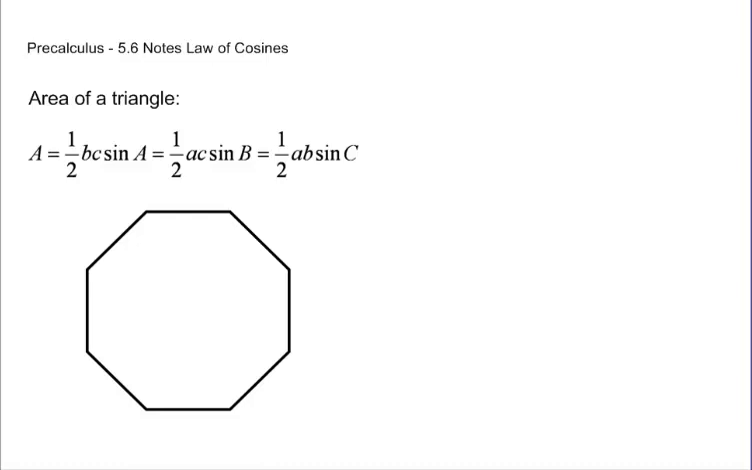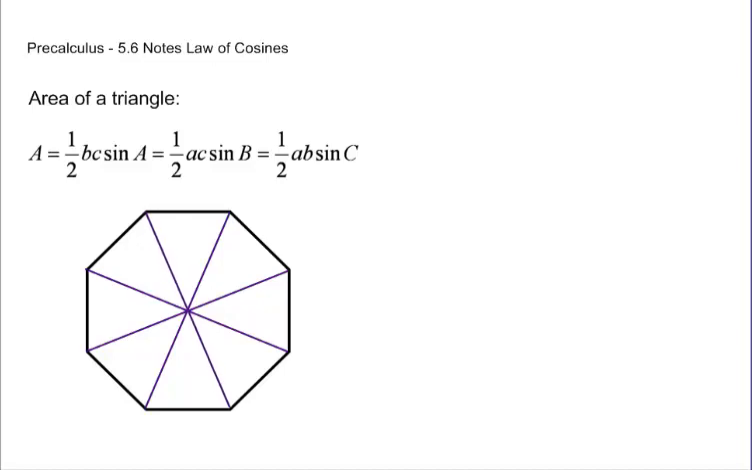So the area of the regular octagon, if you look and you connect all your different vertices and angles, you're going to notice that we get some isosceles triangles in here. Okay, how many isosceles triangles do we get? Well, we've got 1, 2, 3, 4, 5, 6, 7, 8 isosceles triangles.